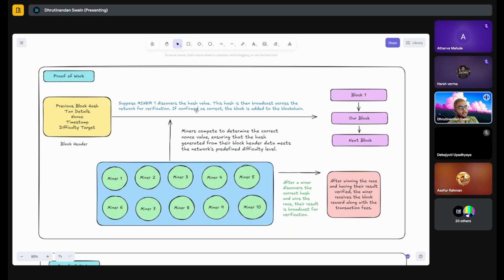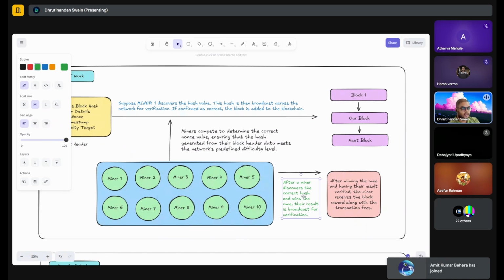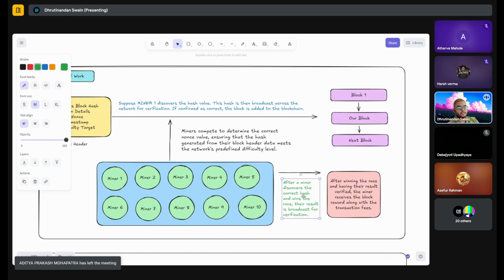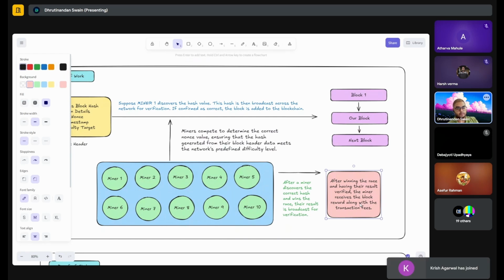This hash is then broadcast among the network, the nodes, or the different miners for verification purposes. If the hash or the nonce has been confirmed as correct, then the block is added to the blockchain. As you can see, here is block one, then here comes the next block. So after the miner discovers the correct hash and wins the race, their result is broadcast for verification. After verification, the block is added to the blockchain. The miner receives the block reward as well as the transaction fees. The transaction fee you pay for your transaction processing goes to the miner who finds the correct nonce value.